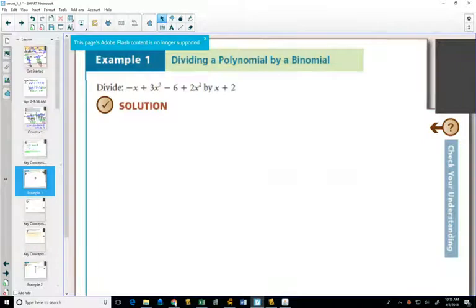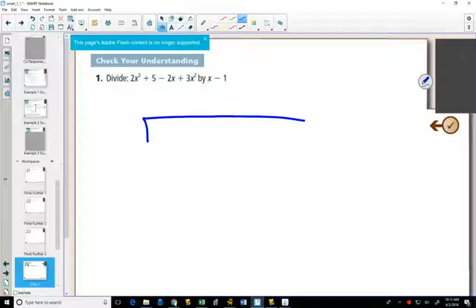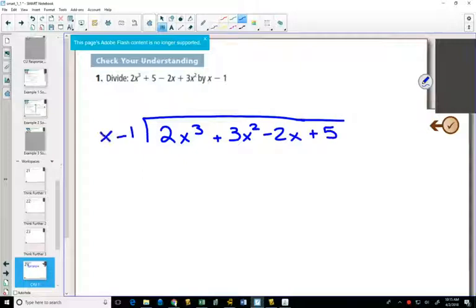All right, let's look at example 1. Then I'll give you some time to try it. Again, so we set it up, we write the polynomial that we're dividing in the correct order. This one isn't written in the correct order, so we take some time, start with our x cubed, then our x squared, then our x's, and finally our constant. And we're dividing by x minus 1.